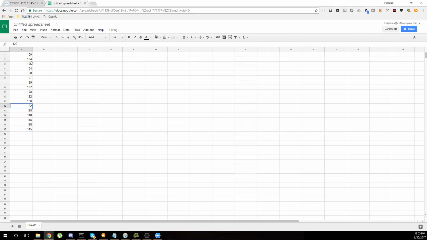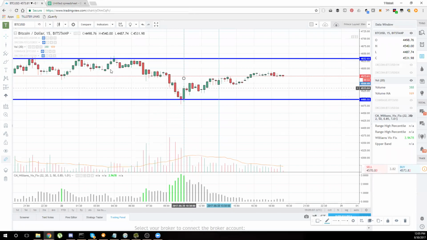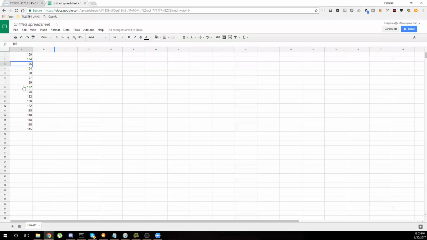This is our series as we have taken it from the close of our candles. We've taken the price out and we've put them into a series. And what we're going to do is do our computations across some window of that.